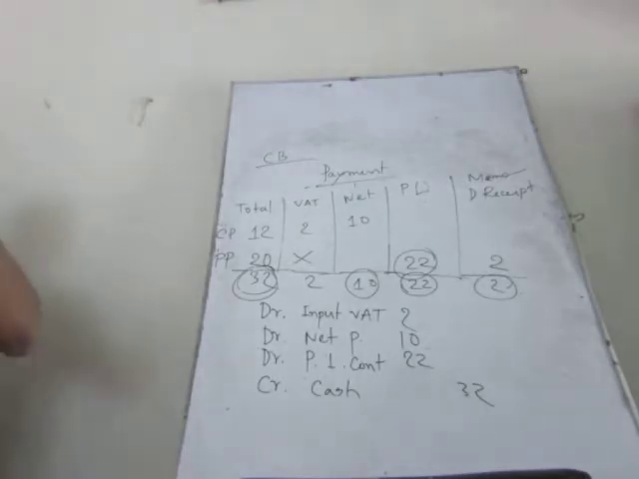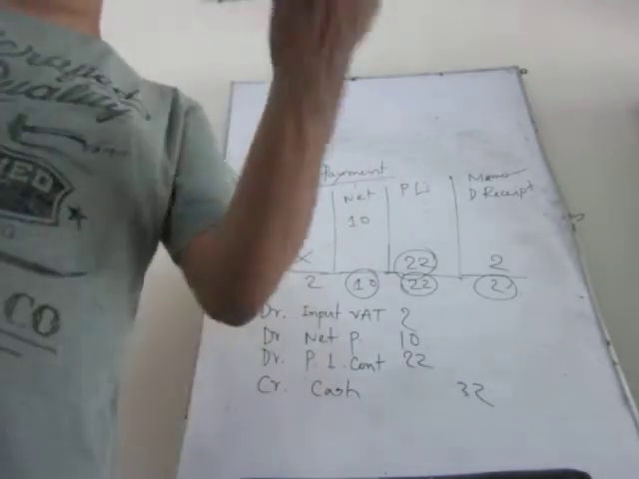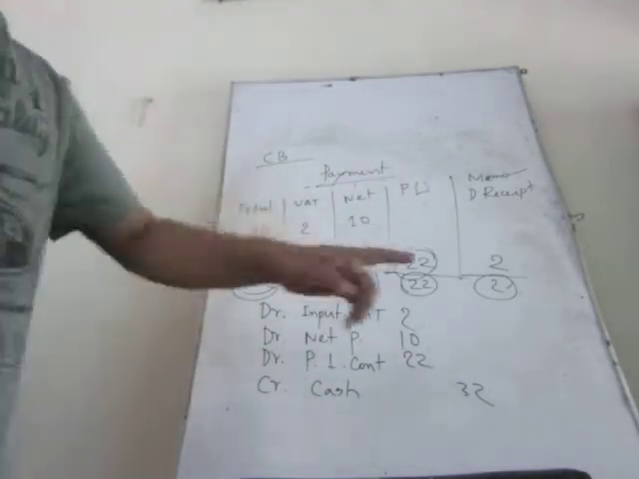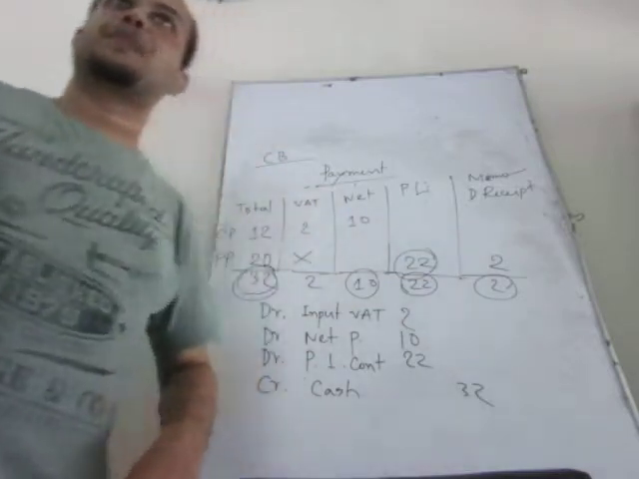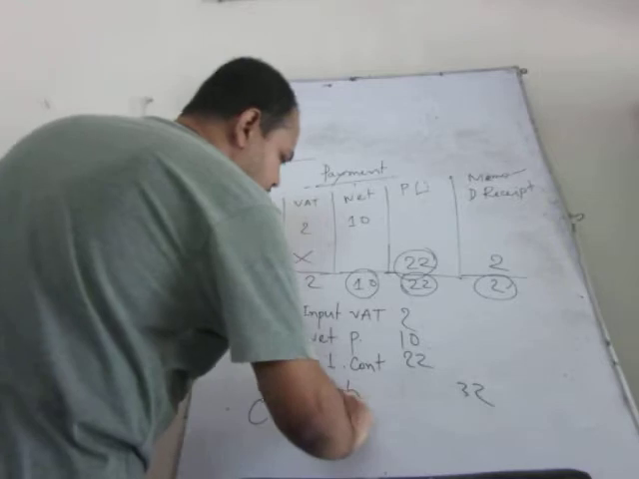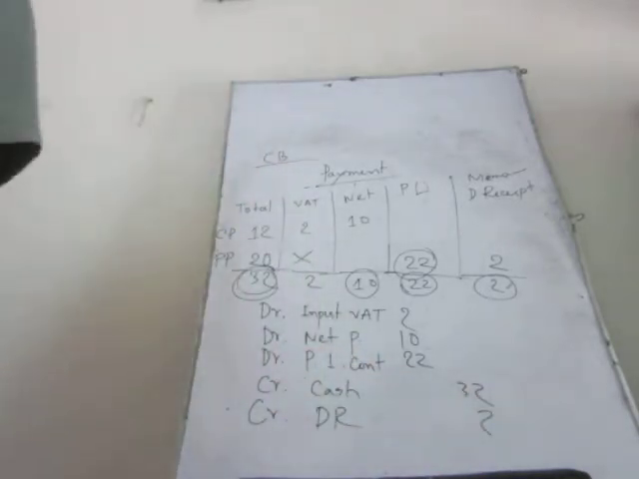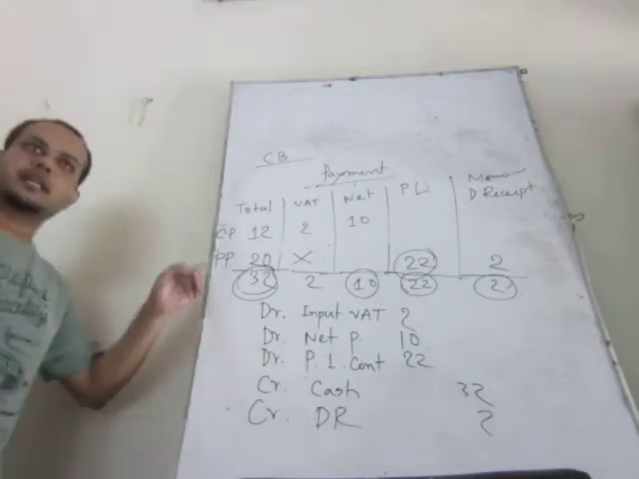Discount receipt, you are receiving a discount from the supplier. So discount receipt is a kind of income for the business. Any kind of income is a kind of liability. So obviously this discount receipt is credit, discount receipt to the ledger. This is the amount of the discount. Clear?